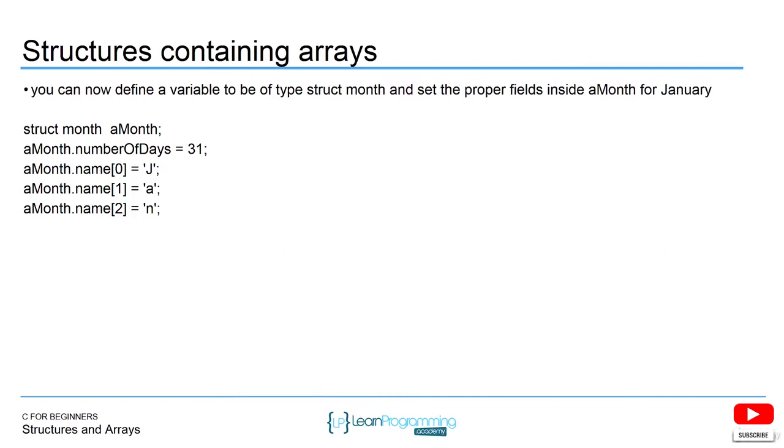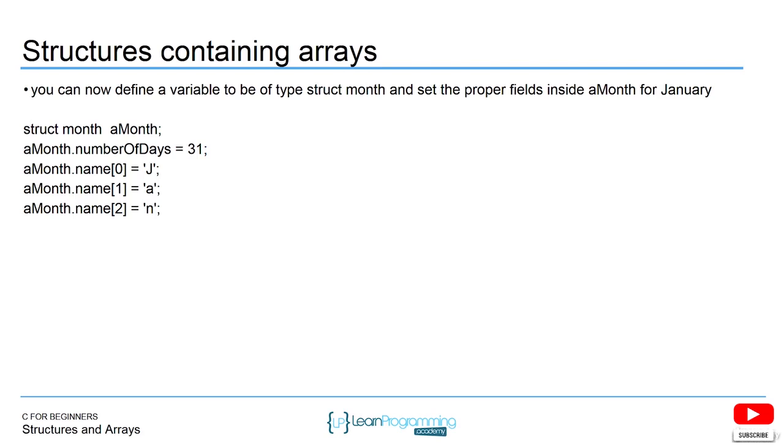So here we create a struct. It's of type month. The variable name is a month. We don't initialize it with anything. We immediately set a month number of days to 31. We use that dot member selection operator. And then when we want to assign to the character array, we can't assign directly to a character array. You'd have to do a strcpy or something if you wanted to assign everything. And you could do that.